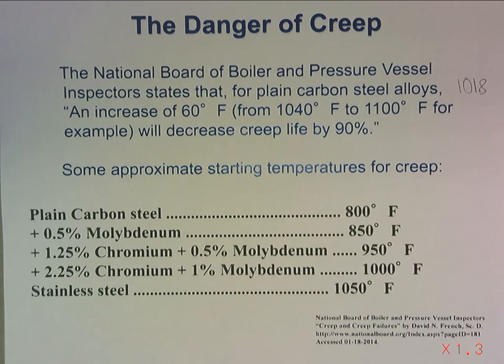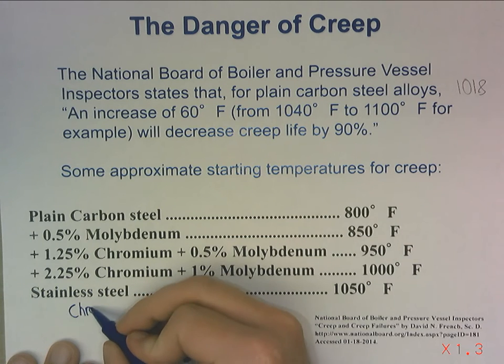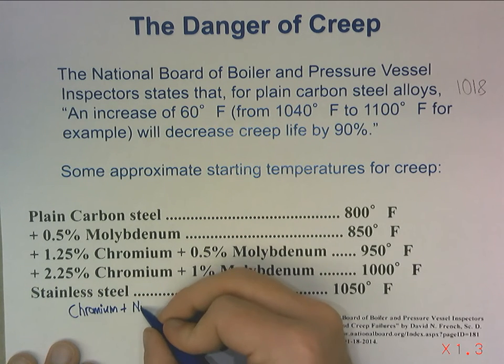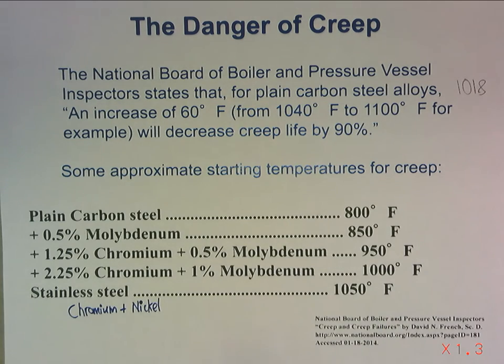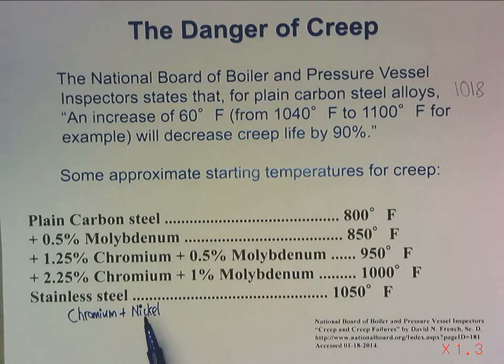Full-blown stainless steel, which in particular we're looking at chromium and probably nickel. Your really cheap stainless steel may only have chromium. Your good quality stainless steel is going to have at least some nickel, if not up to 5% by weight nickel.